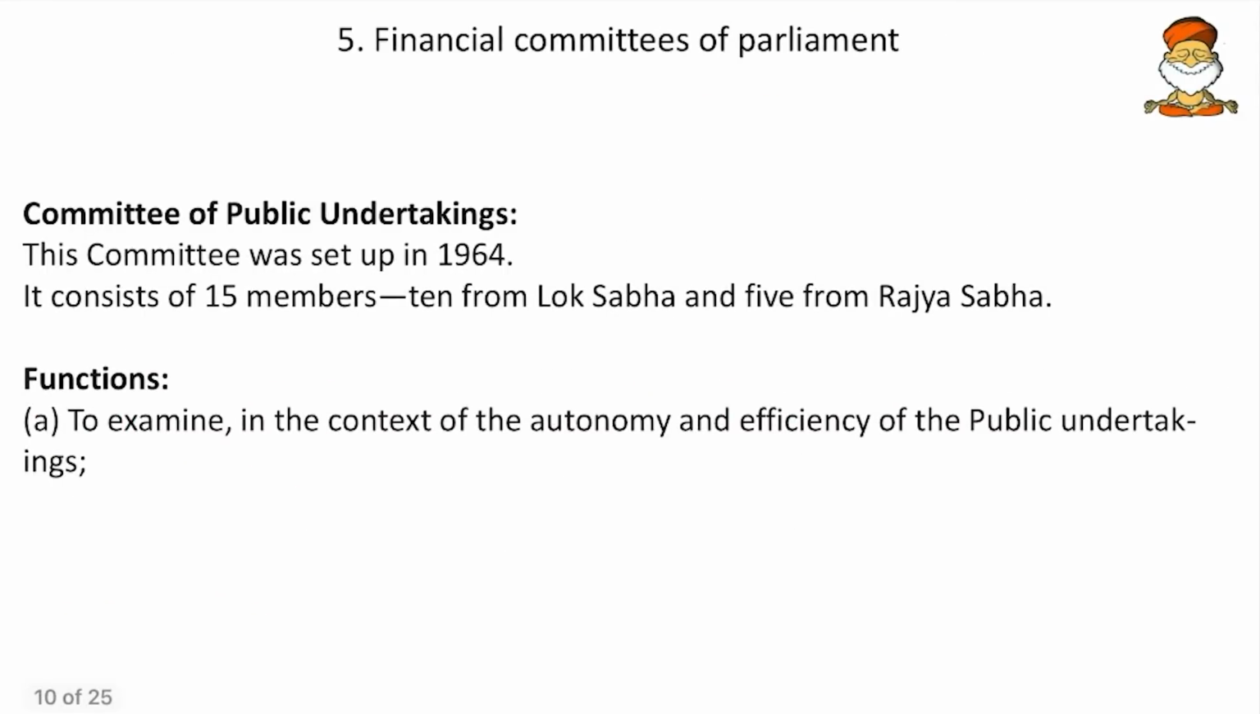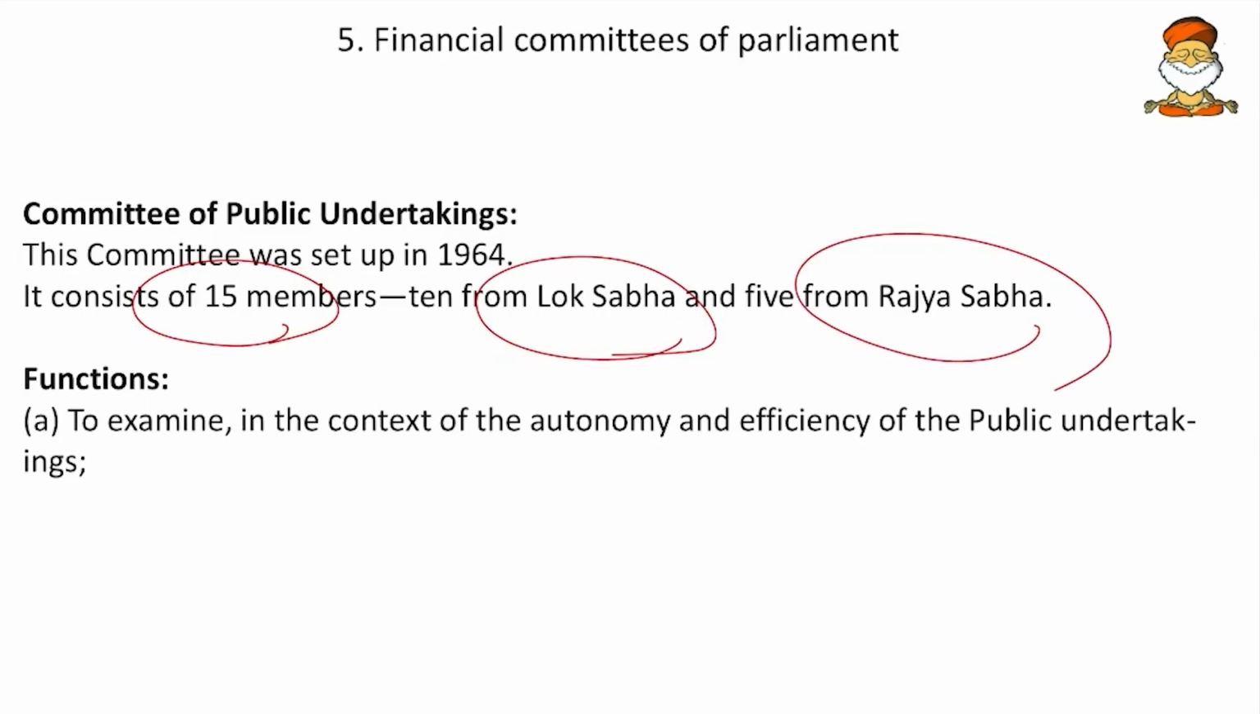And then we have the Committee on Public Undertakings. This committee was set up in 1964. It consists of 15 members, that is 10 from Lok Sabha and 5 from Rajya Sabha. Its function is to verify the audit papers of various PSUs to see whether the public sector undertakings are working properly or not. So revise it again and again. The Public Accounts Committee is a very critical committee which looks into the CAG papers; the Estimates Committee just sees how the government is spending and getting its income; and the Committee on Public Undertakings verifies the financial status of the PSUs.